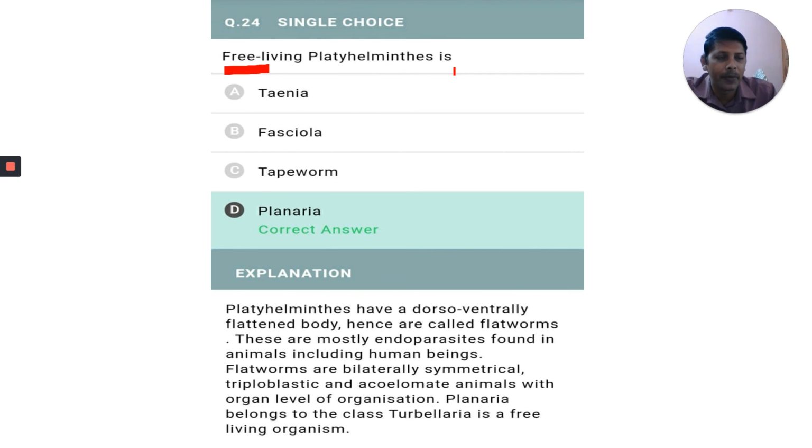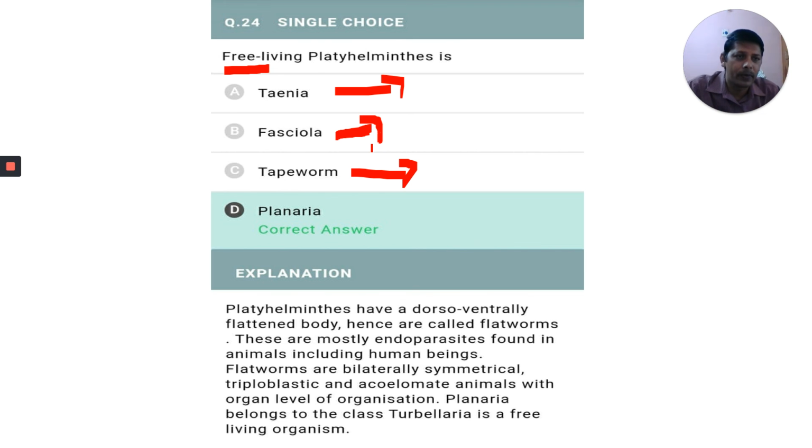Free living platyhelminthes. Taenia solium causes taeniasis. Next, tapeworm, Taenia solium. There is also a dog tapeworm, Echinococcus granulosus, and Fasciola hepatica, which damages the liver of sheep. For Fasciola hepatica, the primary host is the sheep. The secondary host is the snail and fish. It also damages the liver of different animals.